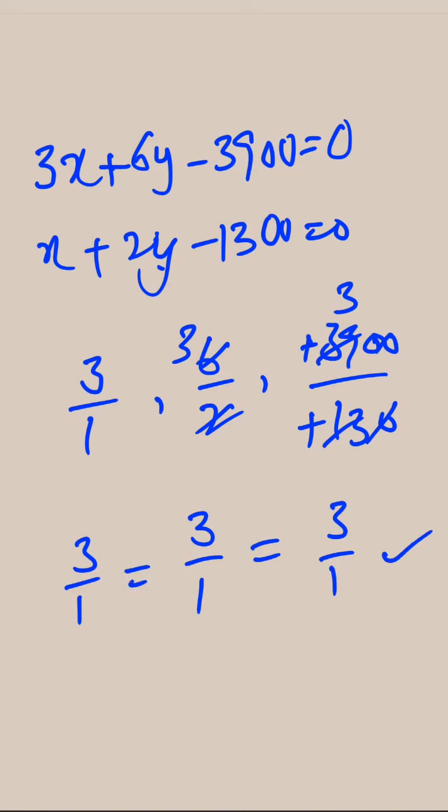See, if a1 by a2 is equal to b1 by b2 equal to c1 by c2, then the lines are coincident lines, we can say. So this is the result. In this way we have to check it. If all the ratios are equal, we can conclude the given lines are coincident lines, dependent, and they have infinitely many solutions.